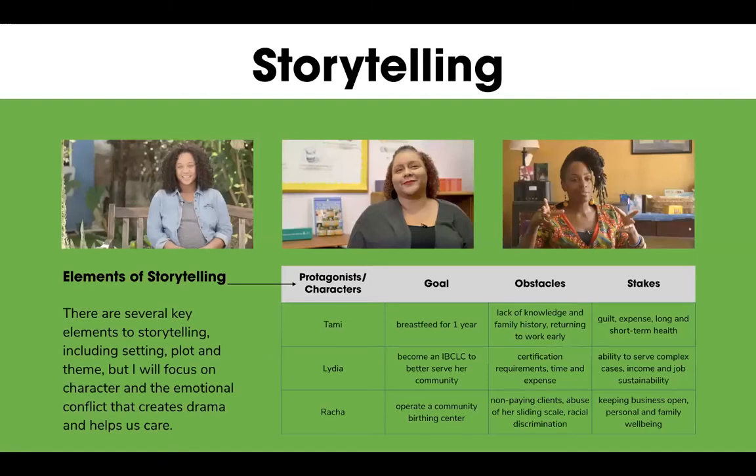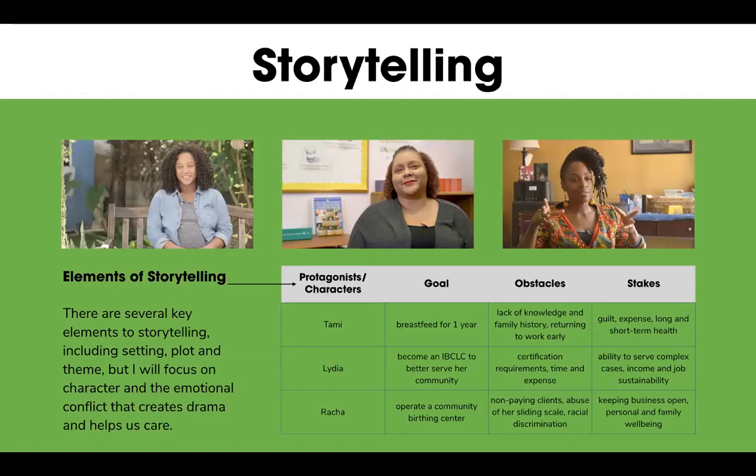So there are a lot of key elements in storytelling, including the setting, the plot, and the theme. But in today's presentation, I wanted to focus on character and the emotional conflict that creates drama and helps us care. So the character or the protagonist is a main story element because that's what's going to make your film or your storyline relatable or identifiable if the audience can see themselves in the character.